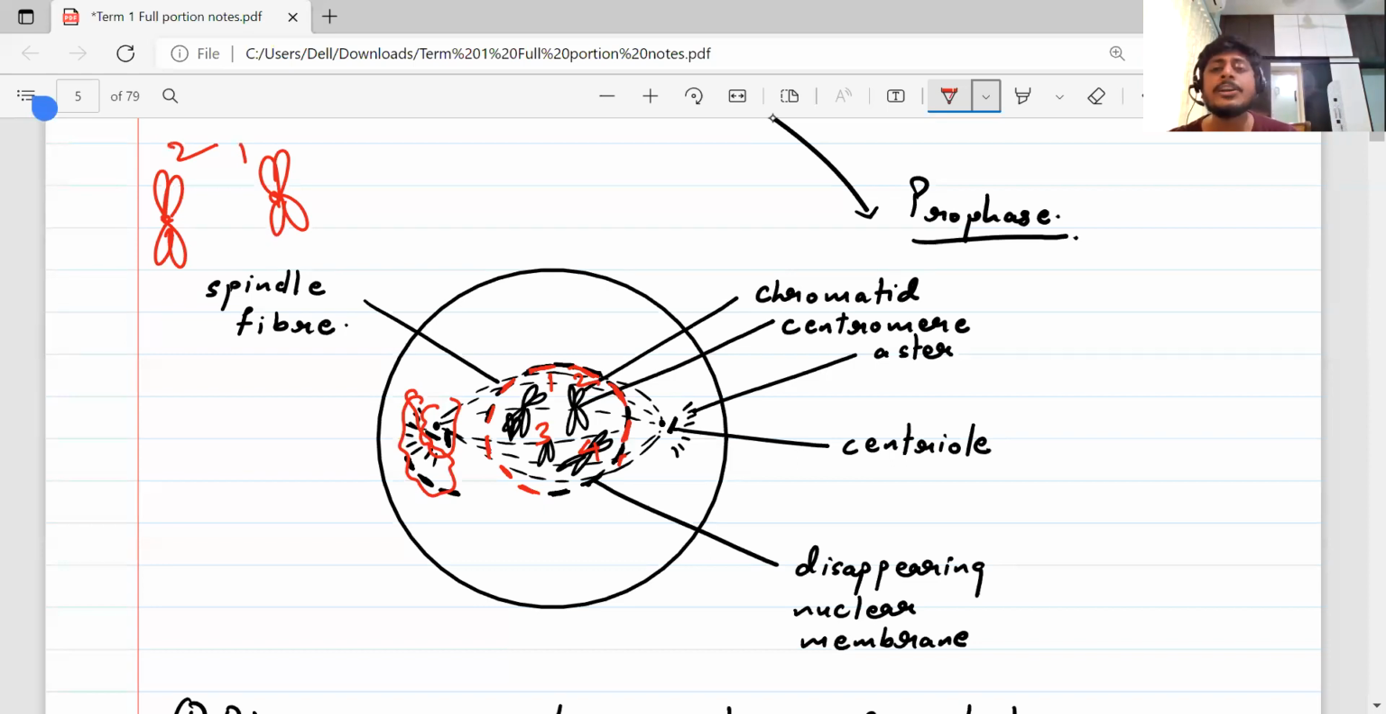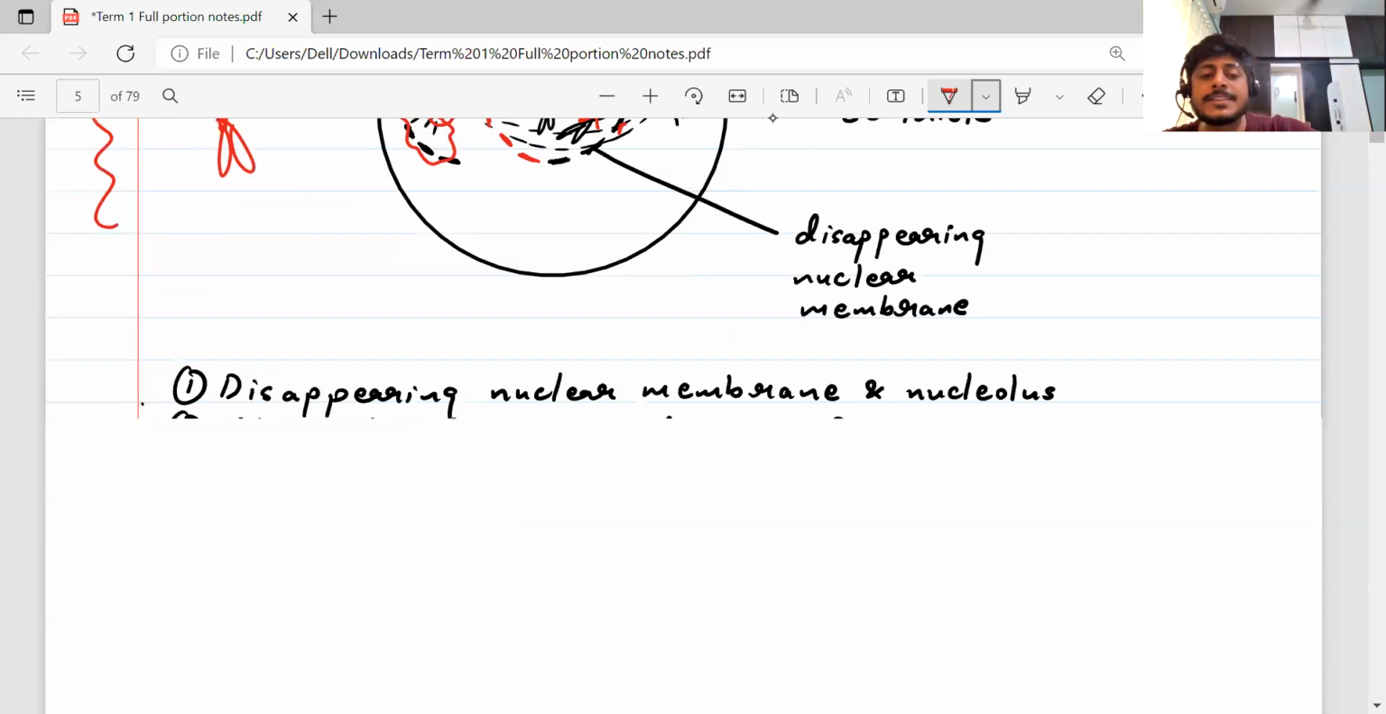Okay. So in prophase 2 structures disappear. The first is the nuclear membrane, the second is the nucleolus. One structure thickens: the chromatin fiber thickens to form the chromosome, and this is a duplicated chromosome. One structure divides: the centrioles duplicate and they move to the opposite poles. And the spindle fiber formation will begin. That's what happens in prophase.